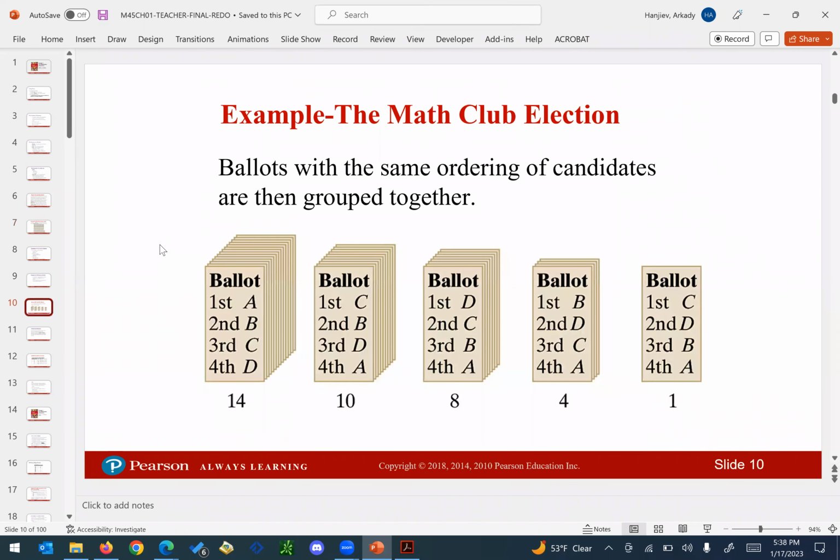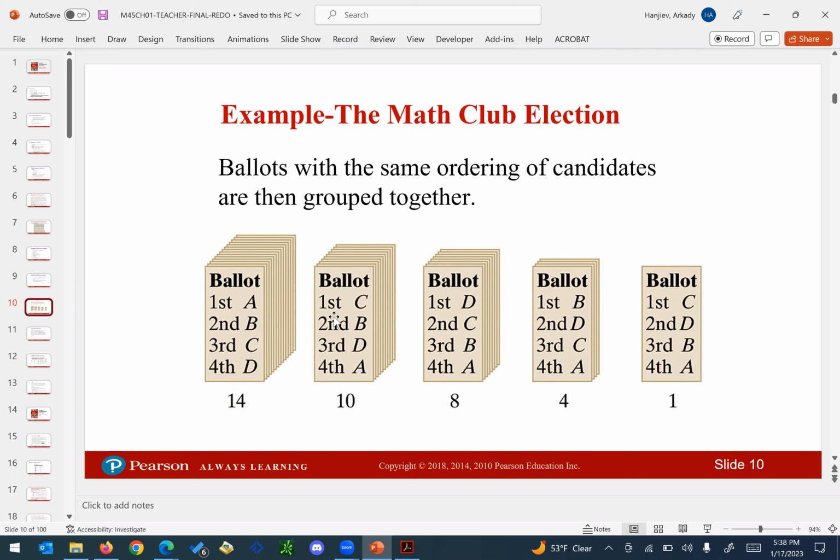So there it is, now we're grouped together. We have grouped ballots, and it looks like 14 people chose this designation right here as their preference. 10 people, 8 people, 4, and then 1. One person decided that Carmen deserves to be president. But also notice Carmen is first over here. So 10 people wanted Carmen president, and then the rest ranking went in this order.